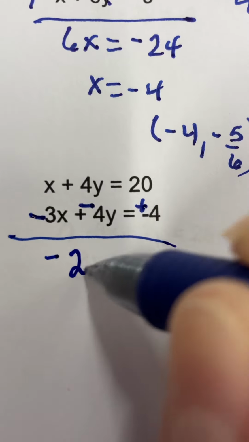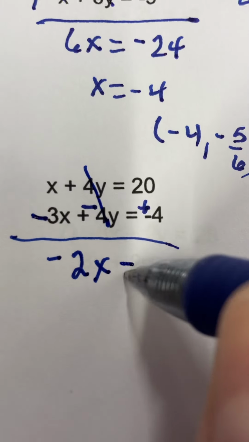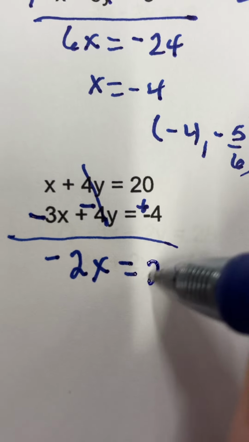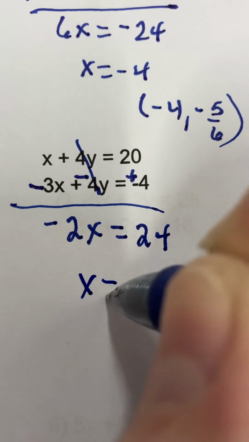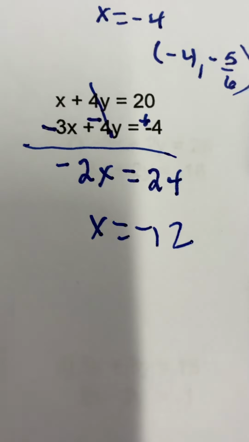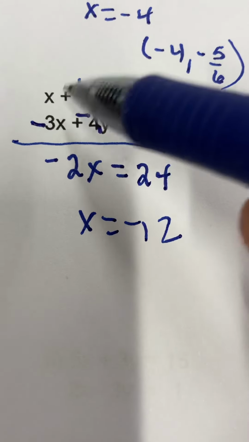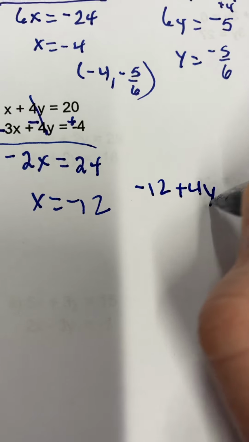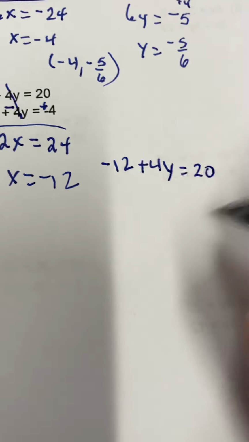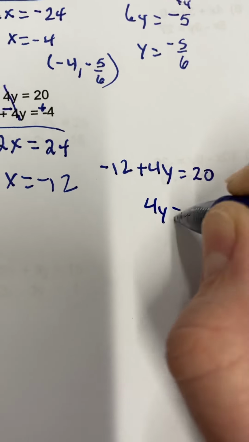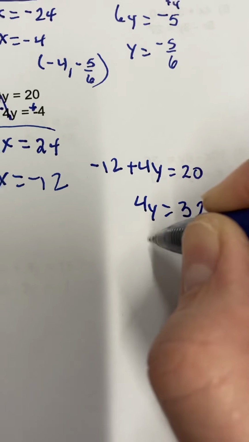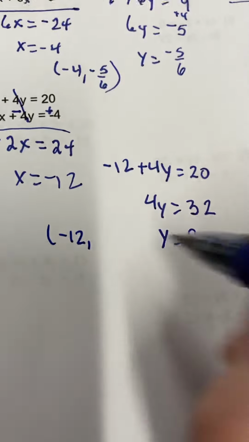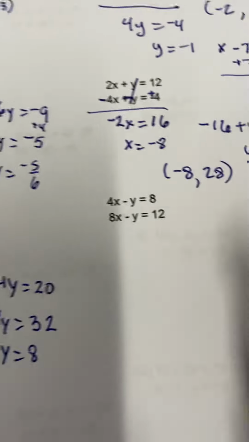Adding down, I get a -2x. Those will now eliminate. 12, and this will now become a positive 4. I get 24. Dividing both sides by -2, I get -12. I'm going to put -12 in place of that x. So I get -12 plus 4y is equal to 20. Add that over and divide, I get 8. So the answer is -12, 8.